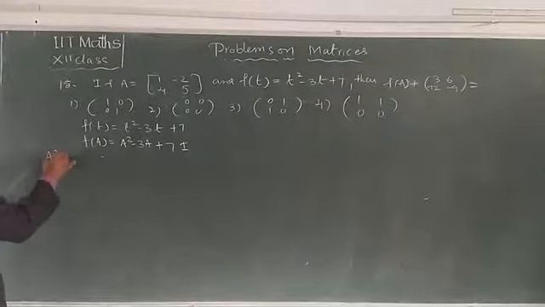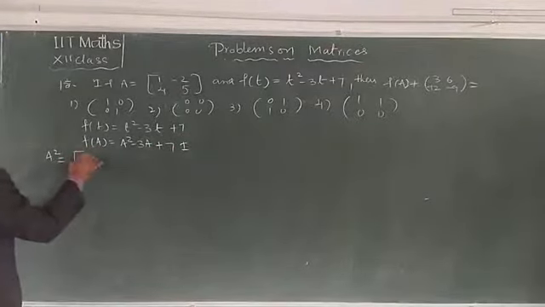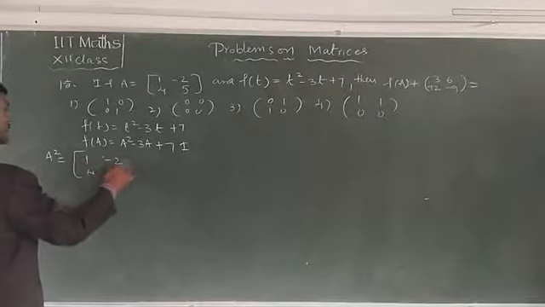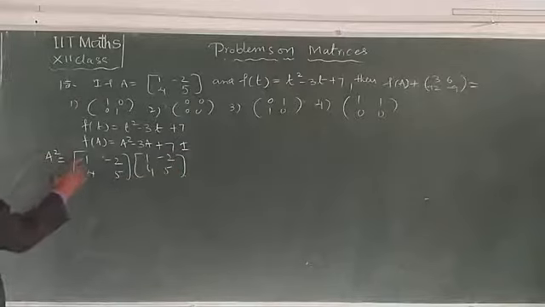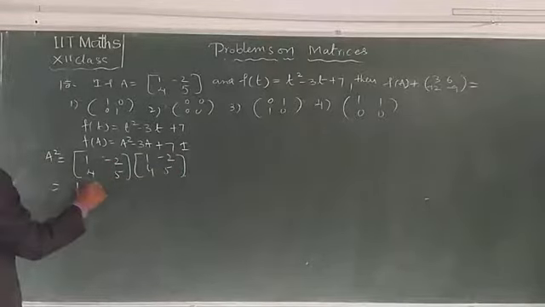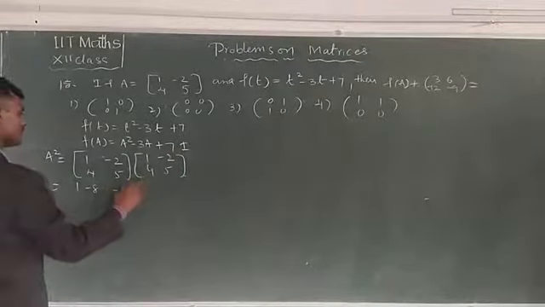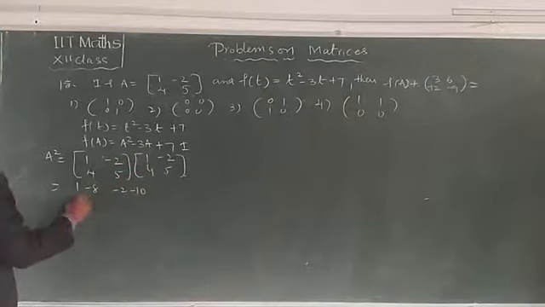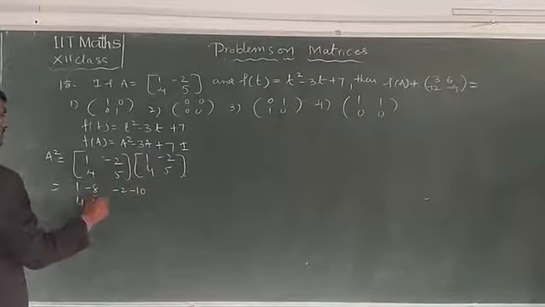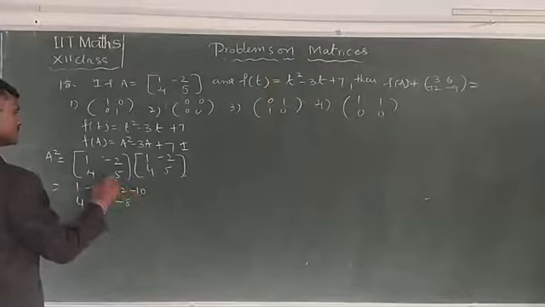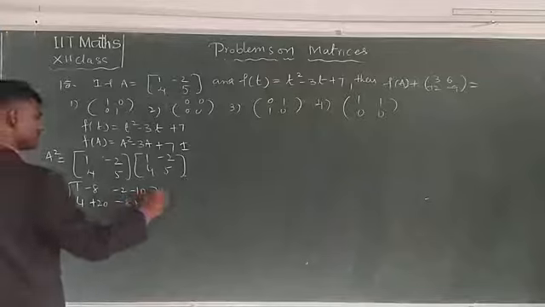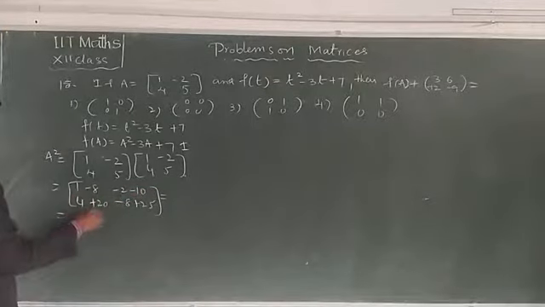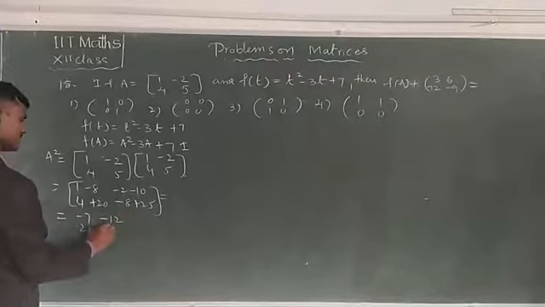First you can find A². What is the value of A here? [1, -2; 4, 5] into [1, -2; 4, 5]. Now multiply: 1 into 1 is 1, 2 into 4 is minus 8, 1 into 2 is minus 2, 2 into 5 is minus 10. 4 1s are 4 and 5 4s are 20, 4 2s are minus 8, 5 5s are 25. This is equal to [-7, -12; 24, 17].